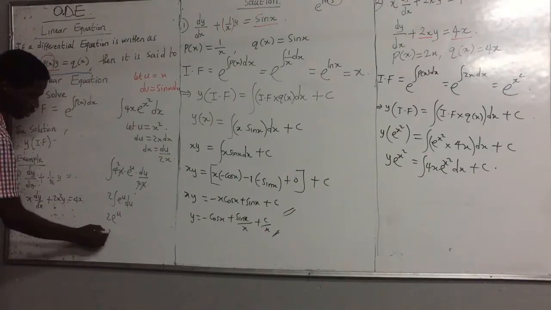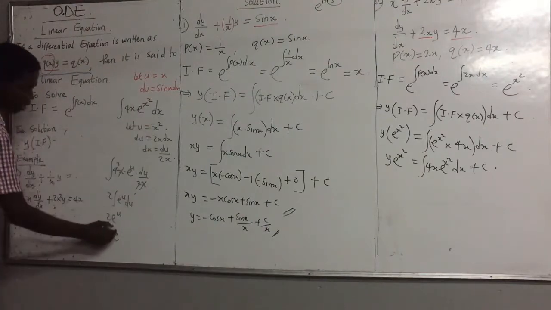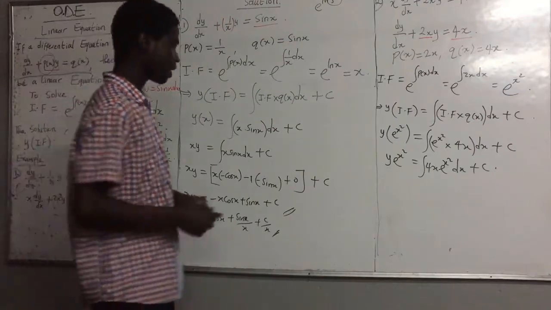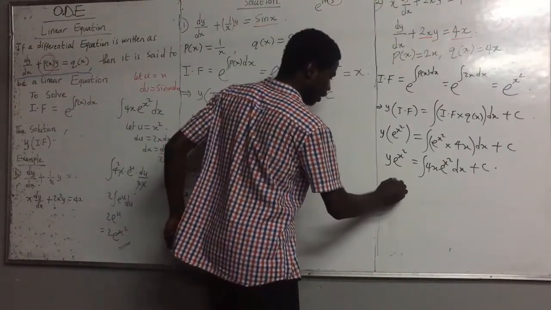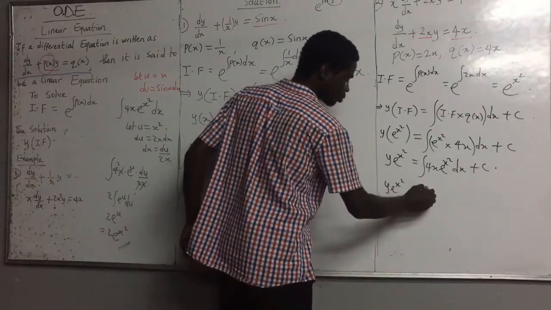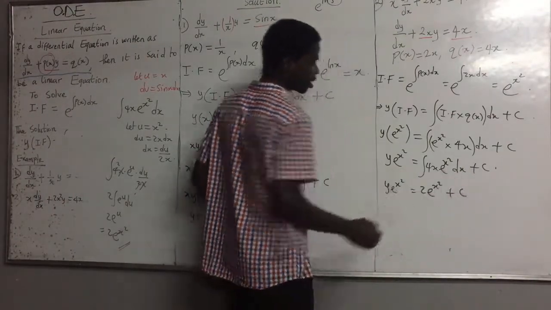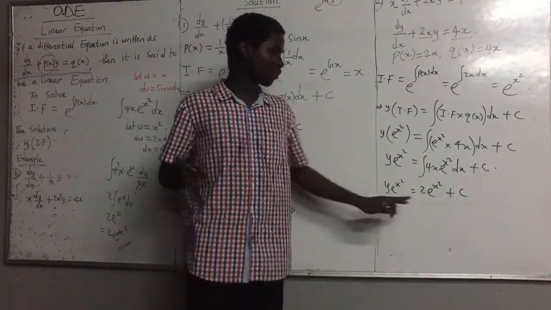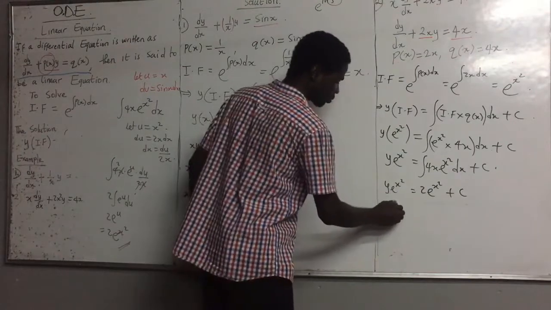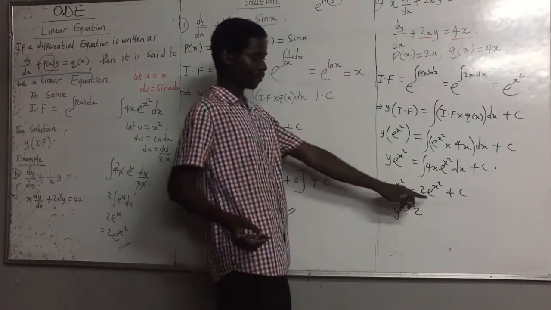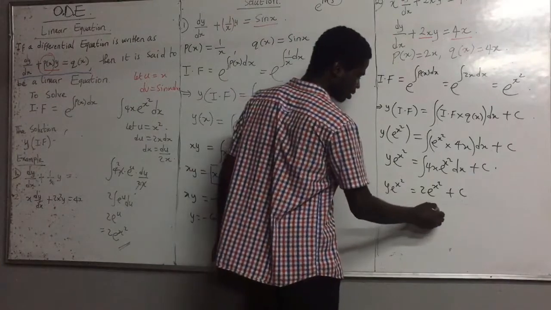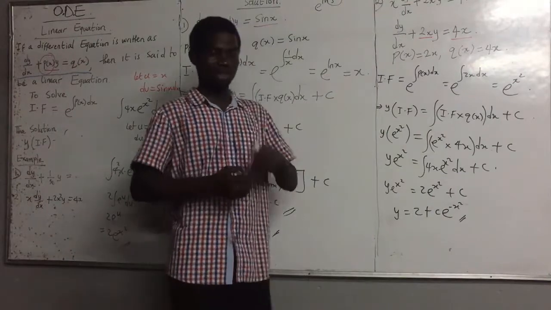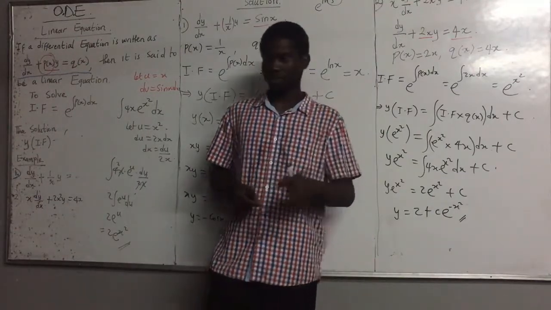So that means the answer is what? 2e. What is u? s squared. So the answer is 2 e raised to power s squared. So that's what you will have. So this is y e raised to power s squared equal, if you integrate this, 2 e raised to power s squared plus c. You can leave your answer like this, that's all, or divide 2 by e raised to power s squared. If you want to make y the subject of the formula, divide 2 by e raised to power s squared. You have y equal to, because if you divide by e raised to power s squared, it will cancel, plus c over e raised to power s squared or e raised to power minus s squared. Whichever one is fine. Let's go to the next one.